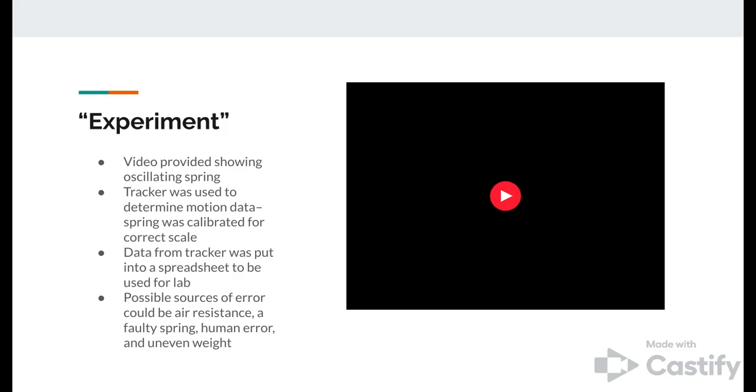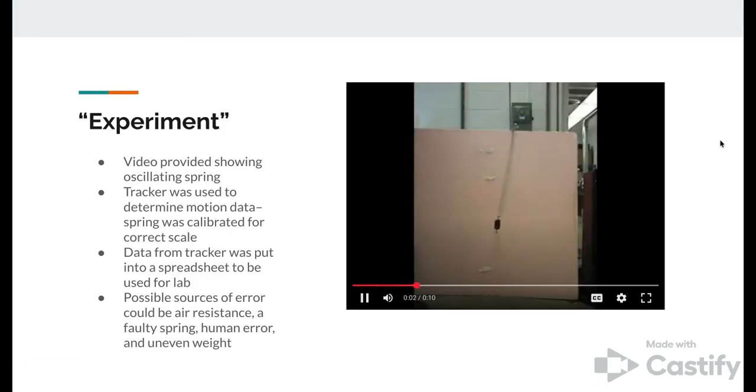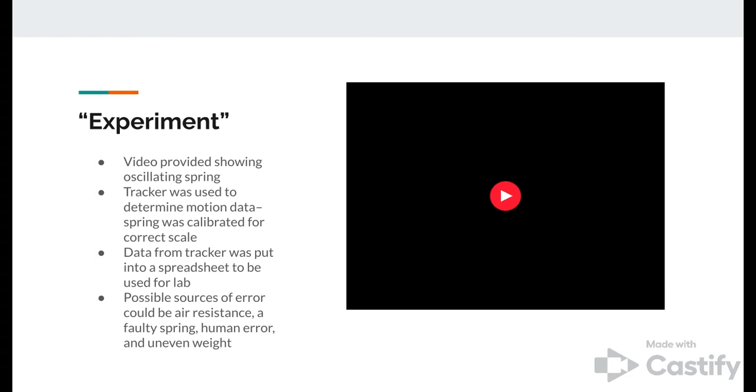So here's the quote-unquote experiment. Our group did not choose to make our own. We followed this video. And after the video, we used Tracker to determine motion data, and the spring was calibrated for the correct scale using the lecture videos. The data from Tracker was put into a spreadsheet to be used for the lab and to be uploaded into GlowScript. And the possible sources of error could be air resistance, a faulty spring, human error, like from the guy in the video, or an uneven weight.